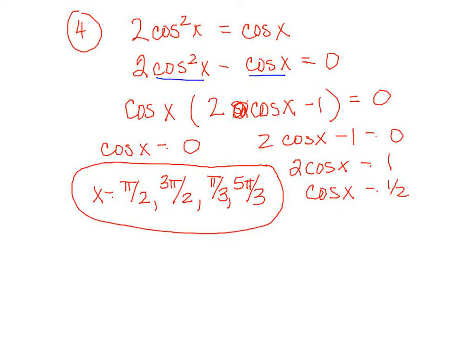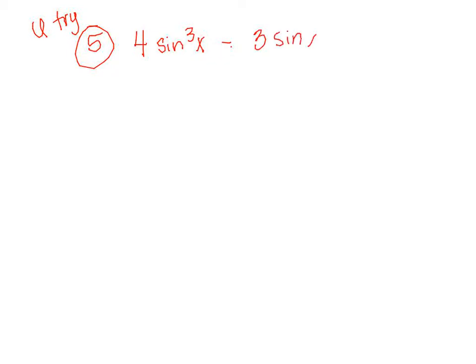Okay, number 5. We're going to let number 5 be a you try, and I'm going to give you a few moments before I show you how it works. This is 4 sine cubed x equals 3 sine of x. Take a moment, see what you can do.